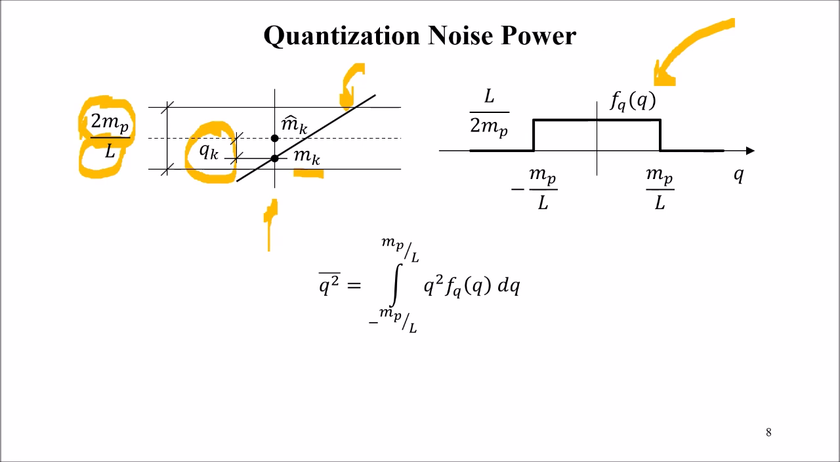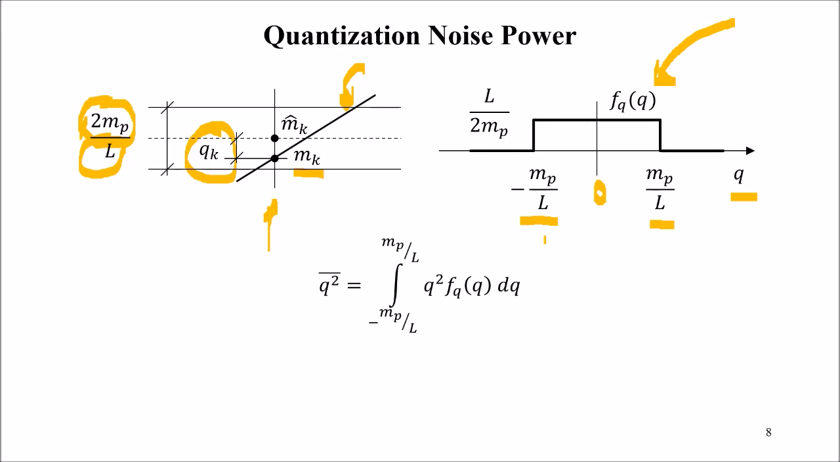So this is the probability density function for the error value Q. Q is on the horizontal axis, Q equals 0 is right in the middle, and it ranges from minus MP over L to plus MP over L. That gives a total range of 2 MP over L. In order to keep the area underneath the probability density function equal to 1, its height is L divided by 2 MP.